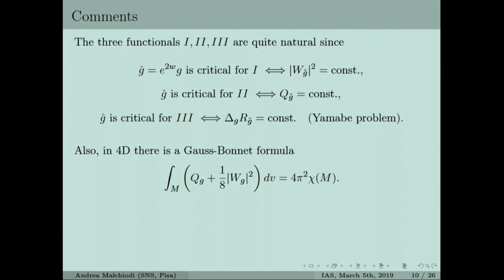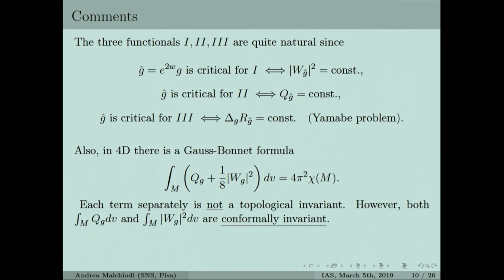So let me also recall that in 4 dimensions you have a Gauss-Bonnet formula involving the integral of Q and the Weyl tensor squared. So that gives you the Euler characteristic. Each term separately is not a topological invariant, but since the integral of Weyl squared is a conformal invariant, also the integral of Q is a conformal invariant.